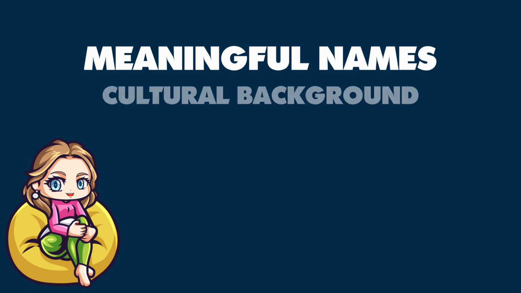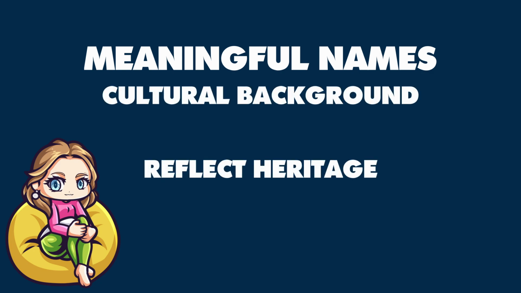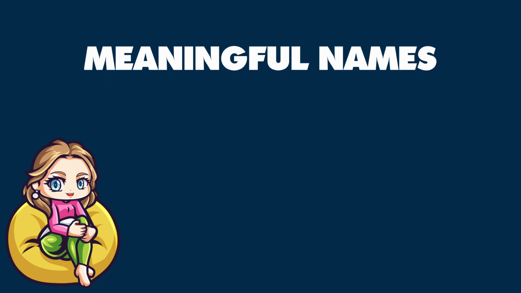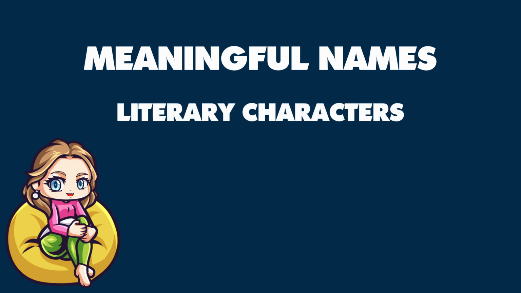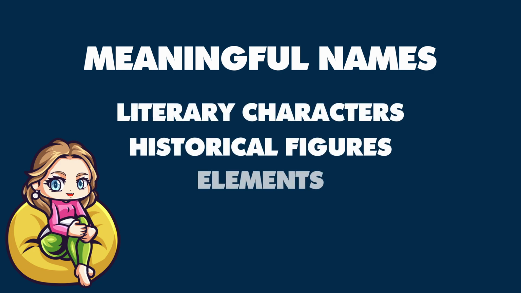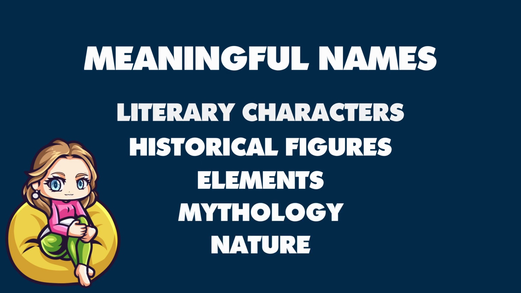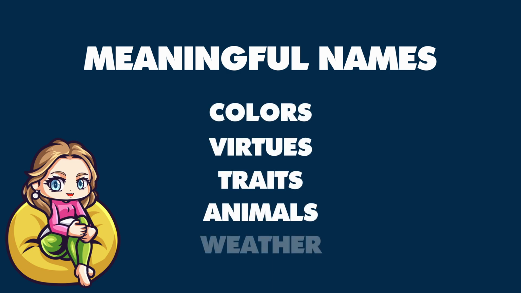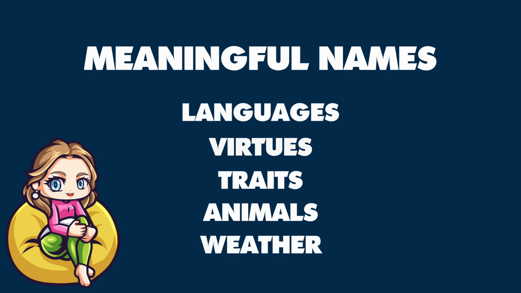You can also think about the cultural background of your character. Names can reflect a character's heritage, adding depth to who they are and where they come from. For instance, if your character has roots in a particular culture, choosing a name from that culture can make your story more authentic. Here are some other associations you could make with names: literary characters, historical figures, elements, mythology, nature, colours, virtues and traits, animals, weather, or even languages.